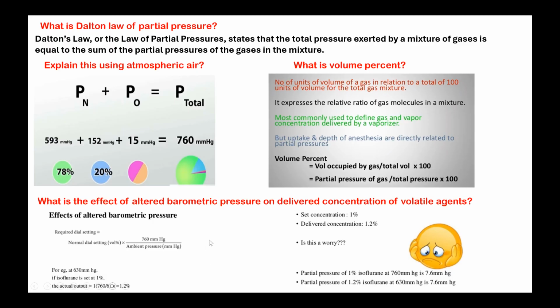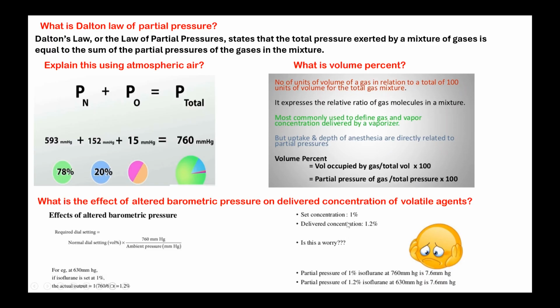So if you go to high altitude and keep a normal dial setting, sea level pressure is 760, whereas the ambient pressure at the higher level is, for example, 630. Then you will have 760 divided by 630, so the same isoflurane set at 1% at sea level will deliver 1.2% at a higher level. So the delivered concentration will be higher, but the partial pressure will not be increased. That is a very important thing.